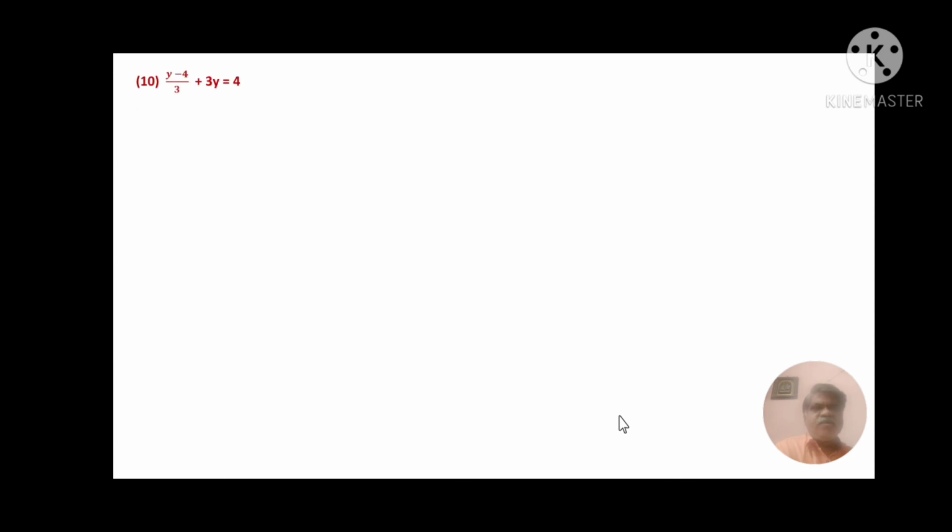Now continue with the 10. y minus 4 upon 3 plus 3y is equal to 4. Friends, for starting the solution, we'll write this equation once again. y minus 4 upon 3 plus 3y is equal to 4. So here what we have to do is multiply by 3 to all the terms, meaning multiplying both sides by 3 in short. So (y minus 4) upon 3 into 3 and this plus 3y into 3 is equal to 4 into 3.